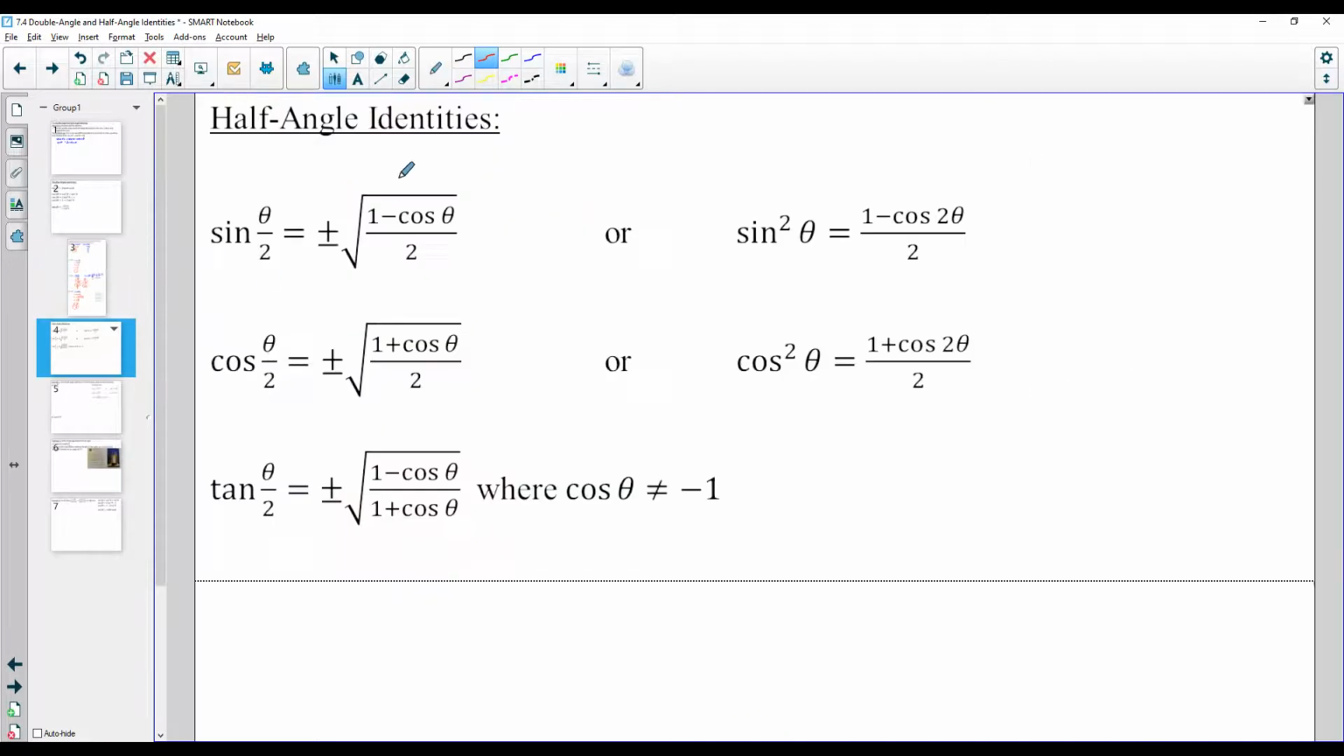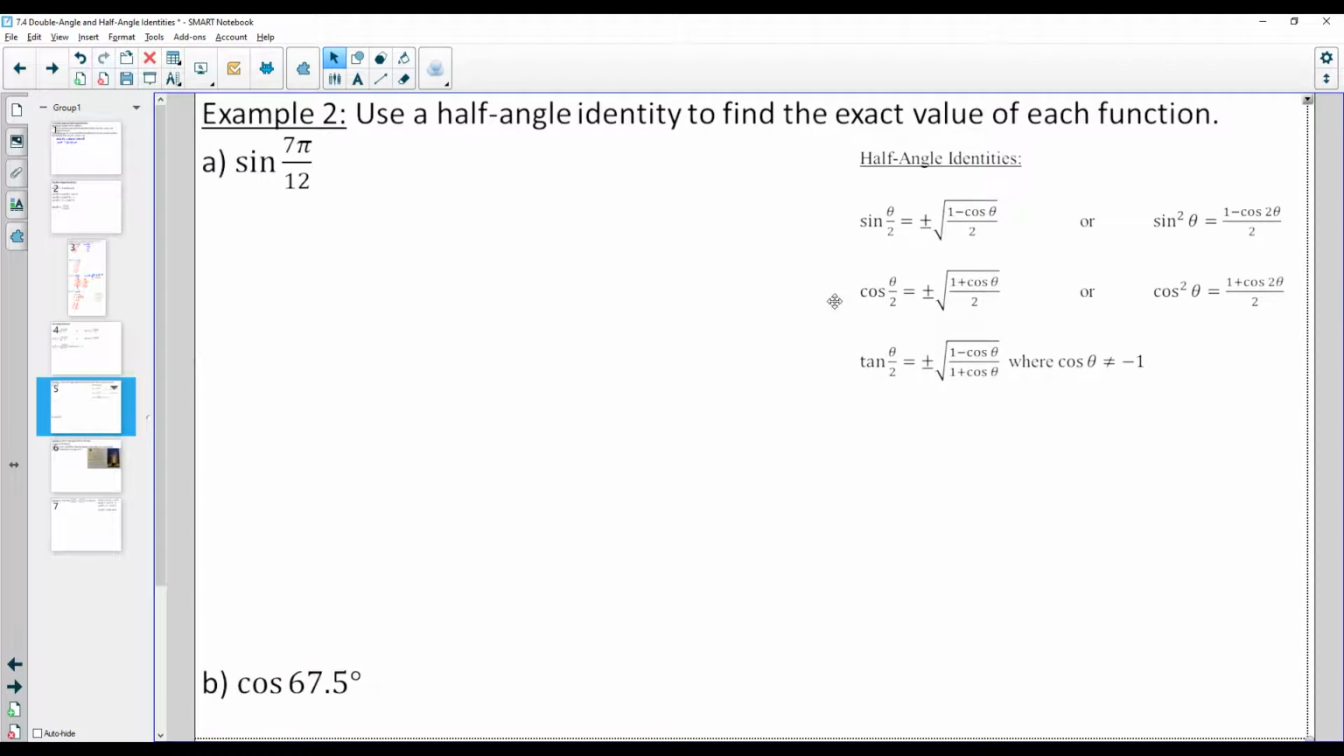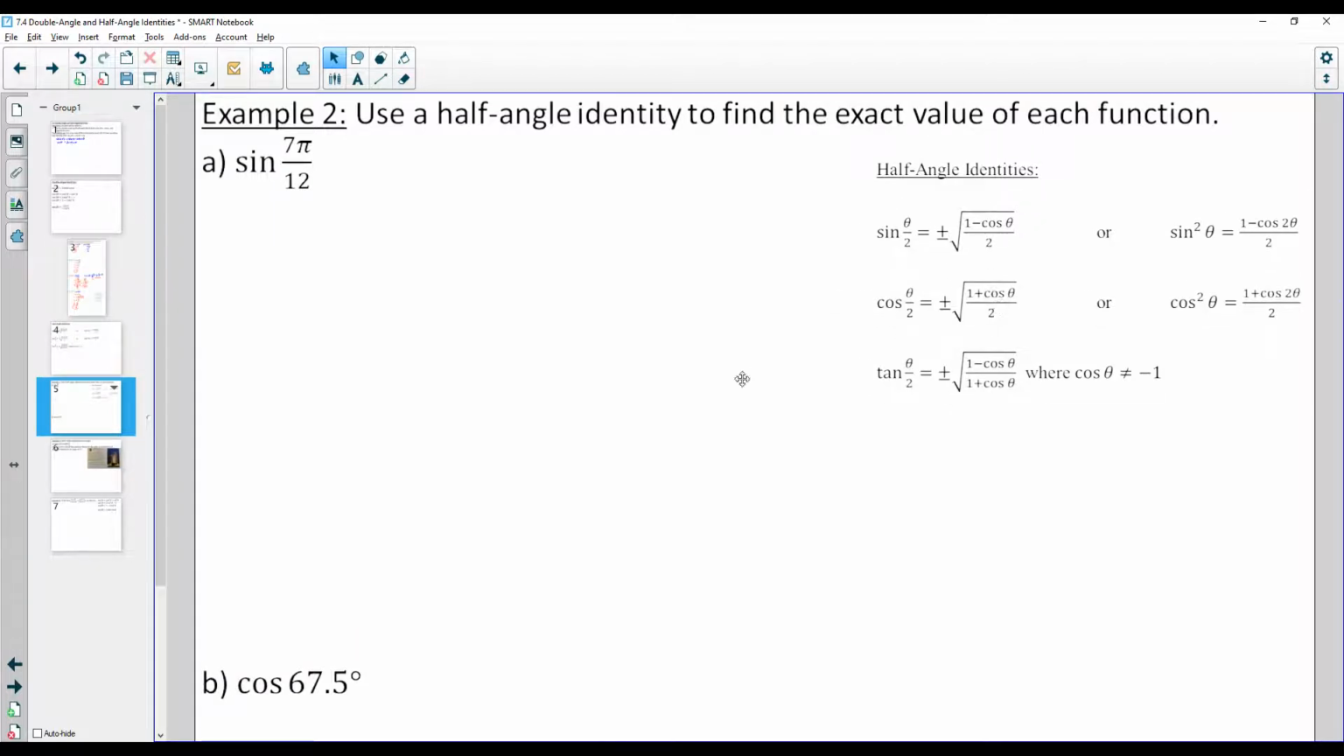So now moving on, here's our half angle identities, which we are going to use. And again, either write these down now, pause it, write it down, or if you have that sheet or already have it written down, that's totally fine as well. Moving over here, I had these ones over here too in case we need them. Use the half angle identity to find the exact value of each function. So here we have sine of 7 pi 12ths.